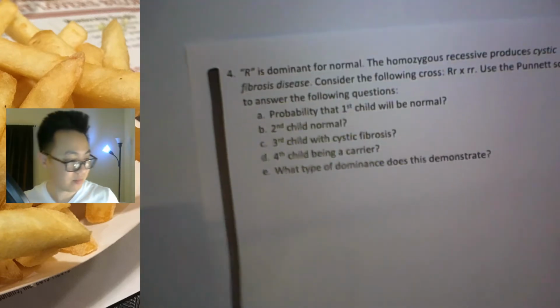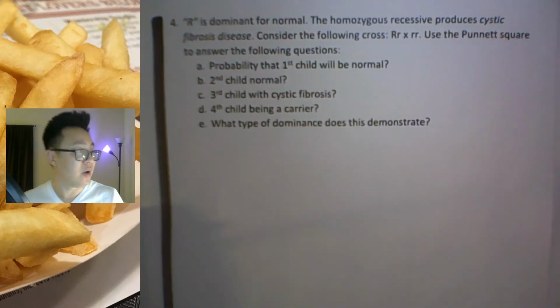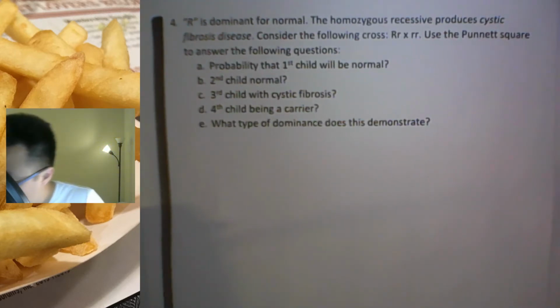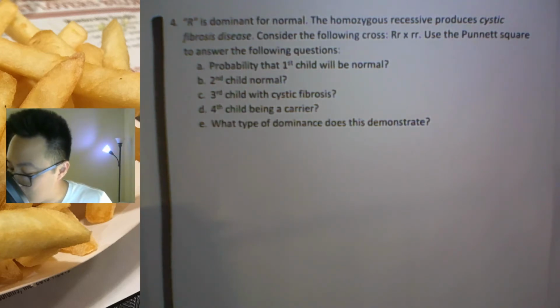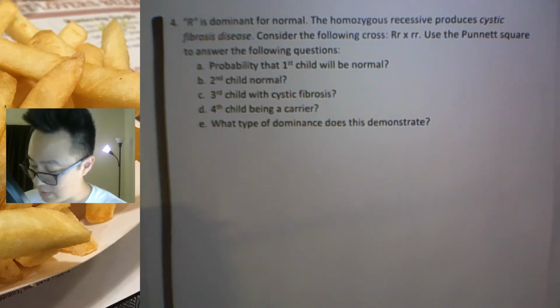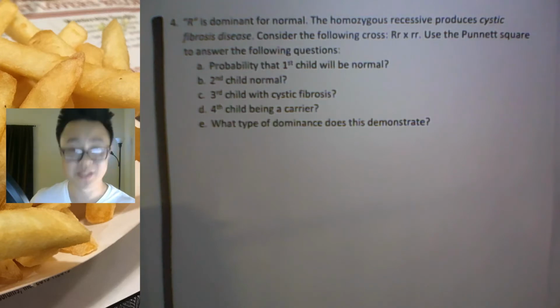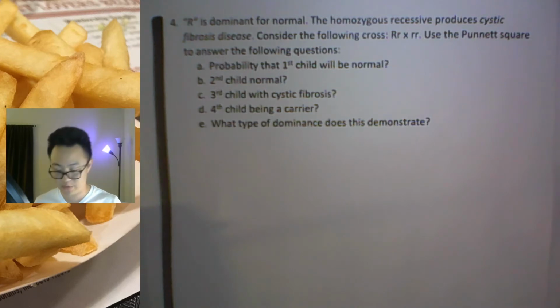Okay, let's go ahead and do the next problem. Okay. So R here is dominant for normal. Homozygous recessive produces cystic fibrosis disease. So consider the following cross and use a Punnett Square to answer these following questions. What's the probability that their first child will be normal? Second will be normal. Third will have cystic fibrosis. Fourth, be a carrier. And what type of dominance does this demonstrate?